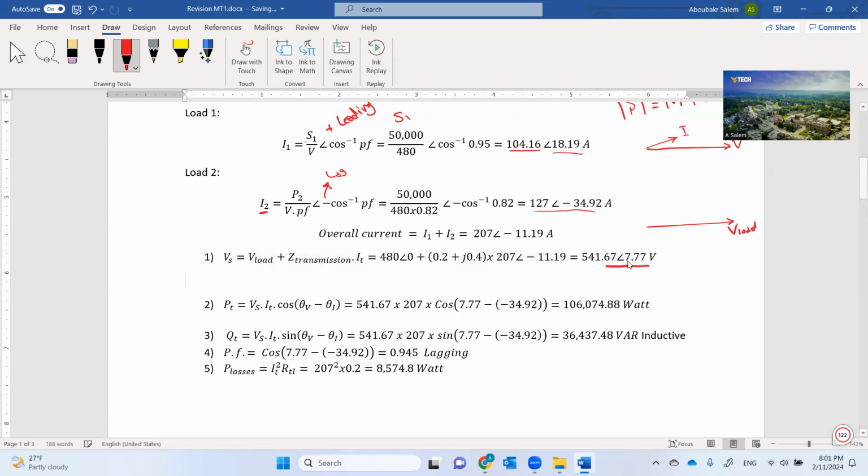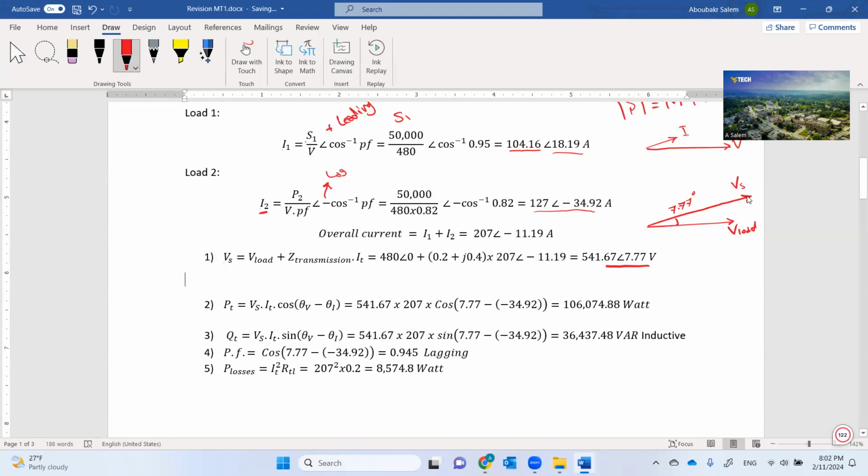Now the supply voltage Vs is 500 something. The first one was 480, so it is 500 more in magnitude, and the angle has a positive sign. So we can say this is, for instance, the supply, and this is our angle, which is 7.77 degrees. So we can say this is Vs.